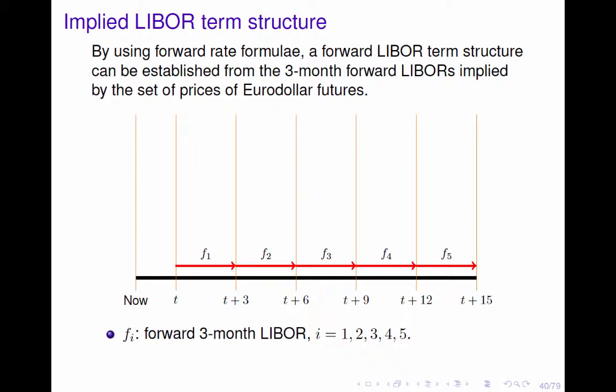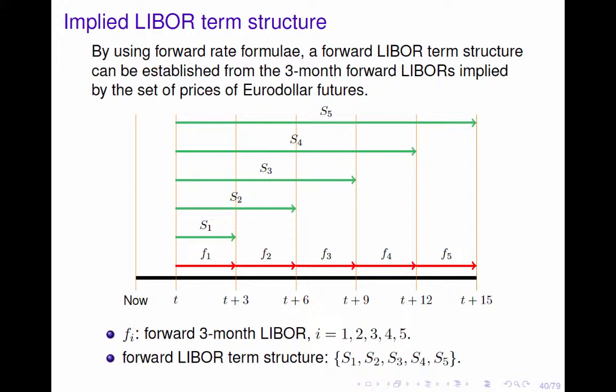Let Fi denote the 3 months forward LIBOR. Then, the forward LIBOR term structure Si can be retrieved by using the forward rate formula. We'll use the next example to illustrate the detailed calculations.